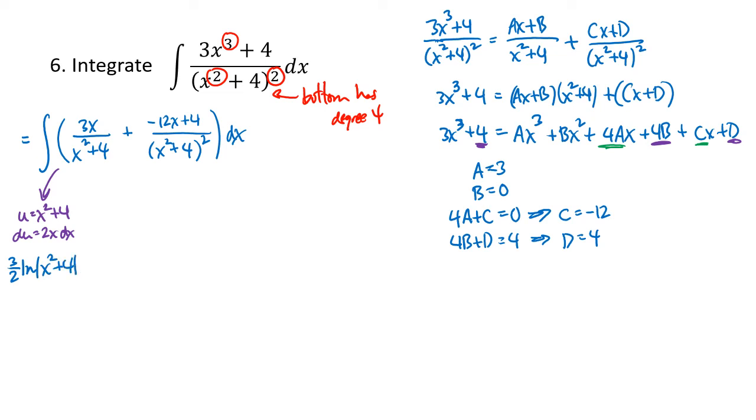Now this next fraction, I'm going to actually break that up into two separate fractions. Negative 12x divided by x squared plus 4 all squared, and 4 divided by x squared plus 4 all squared.